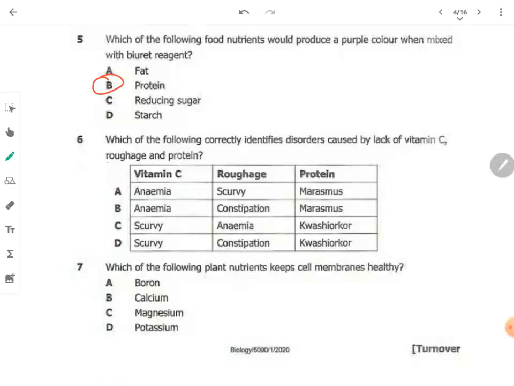Question 6. Which of the following correctly identifies disorders caused by lack of vitamin C, roughage, and proteins? Now, vitamin C, what if you don't have vitamin C? What are you likely to suffer from? It's scurvy. Roughage is constipation, while protein is kwashiorkor. So the answer is D. Question 7. Which of the following plant nutrients keeps cell membrane healthy? The answer is B. Calcium has the property of keeping cell membrane healthy.